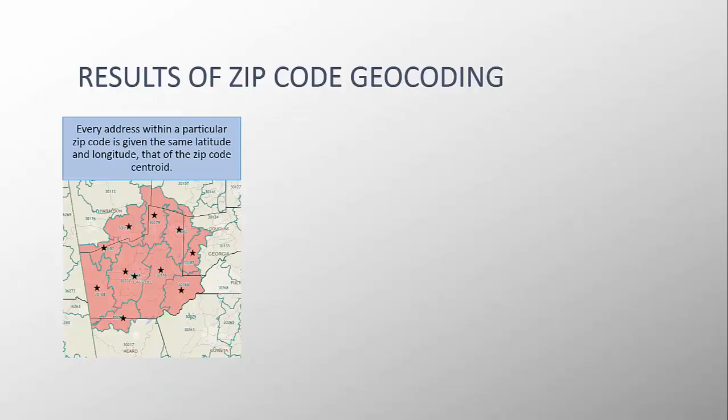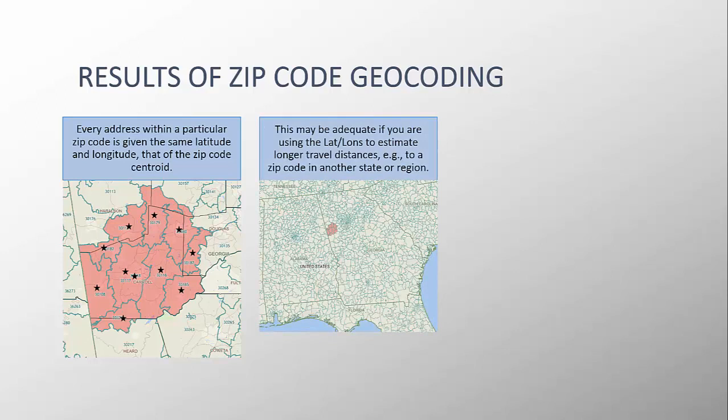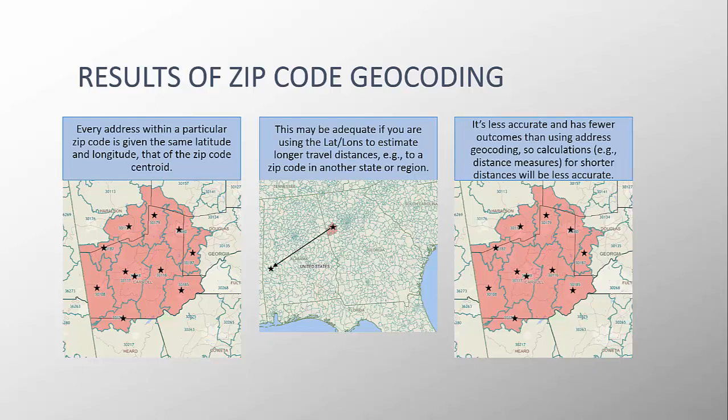When you geocode by zip code, every zip code gets a centroid, and every address that has a zip code gets geocoded to the associated zip code. This may be adequate if you're using the lats and the lons to estimate longer travel distances, for example, zip codes in another state or another region in the United States. So if you're looking at travel distances between two faraway zip codes, it may be perfectly fine. However, geocoding by zip code in smaller areas will give you more error in the distance calculation.